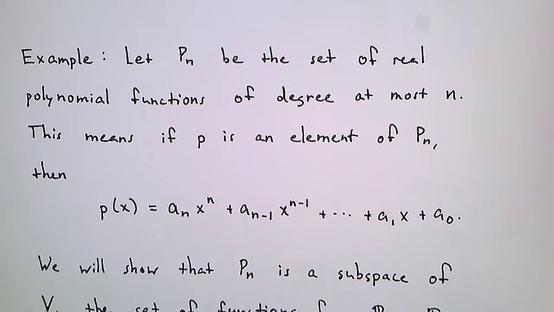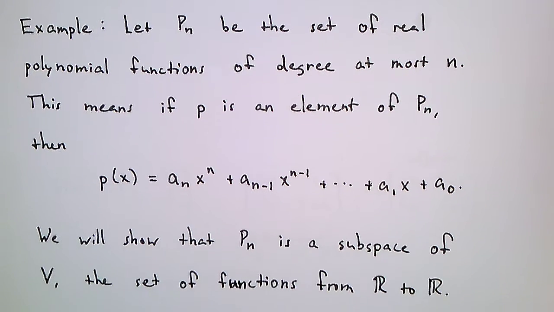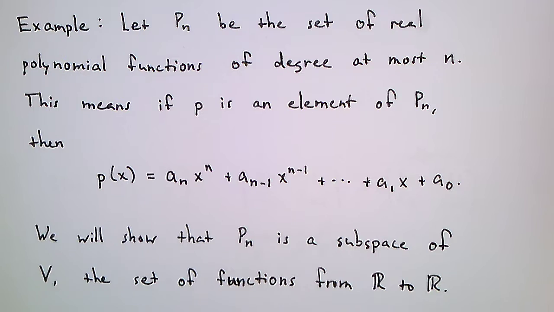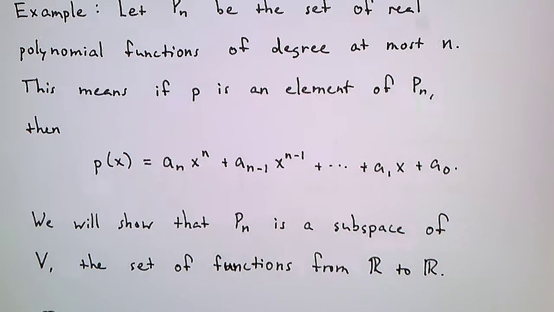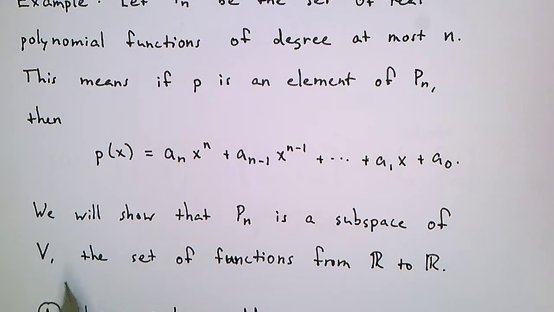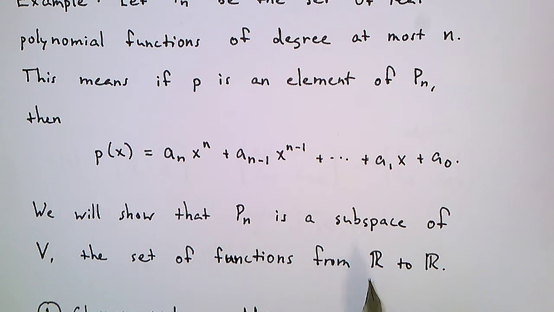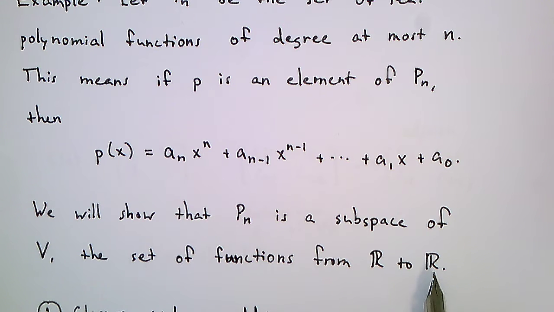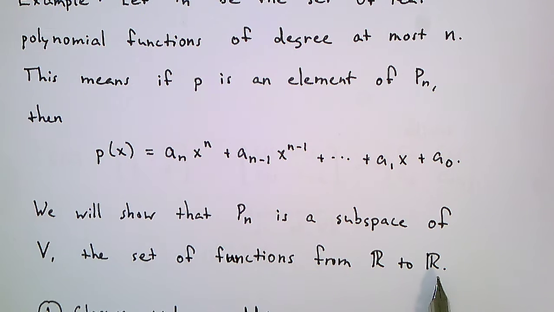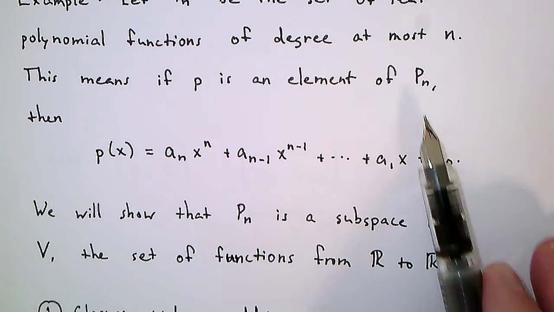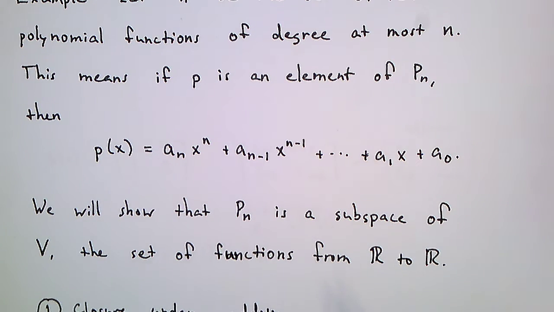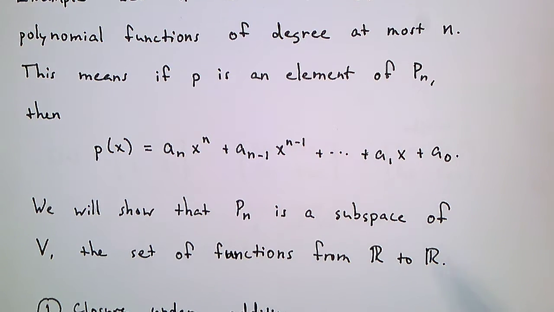And what we want to do now is show that Pn, this set of polynomials, is actually a subspace of V. And V is the set that we met in the first video from this section, the functions from the real numbers back to the real numbers. And if you've read the slide for subspaces, then you know that there's two things we have to do if we want to show that our set is a subspace. We have to show that it's closed under addition and closed under scalar multiplication. And let's just do those one by one.